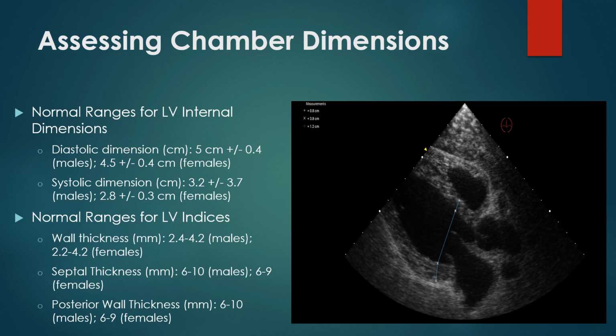And then normal ranges for LV indices. For wall thickness, it's typically 2.4 to 4.2 for males and 2.2 to 4.2 for females. Septal thickness, it's 6 to 10 for males and 6 to 9 for females. And posterior wall is 6 to 10 for males and 6 to 9 for females. So basically, you can tell from these indices whether or not you've got any type of chamber dilation and whether you've got any wall thickness.